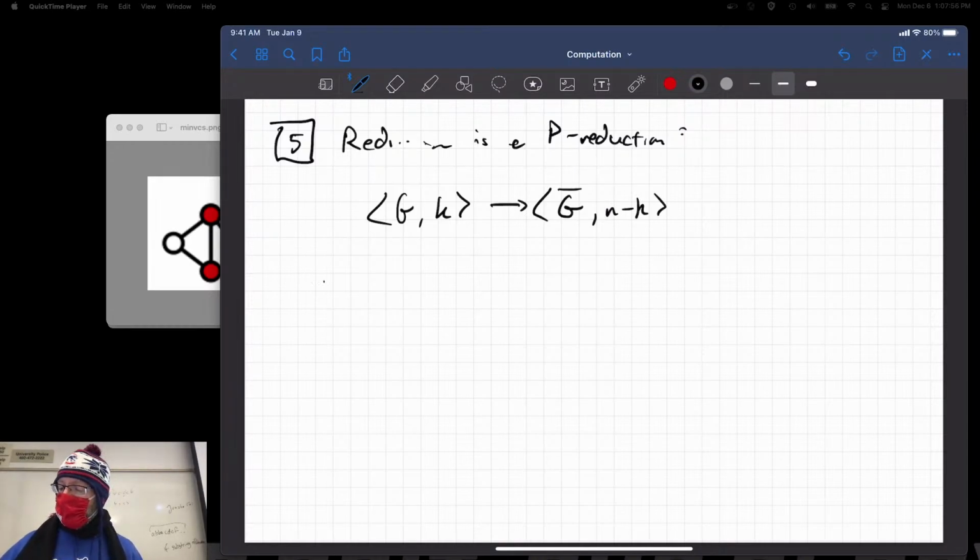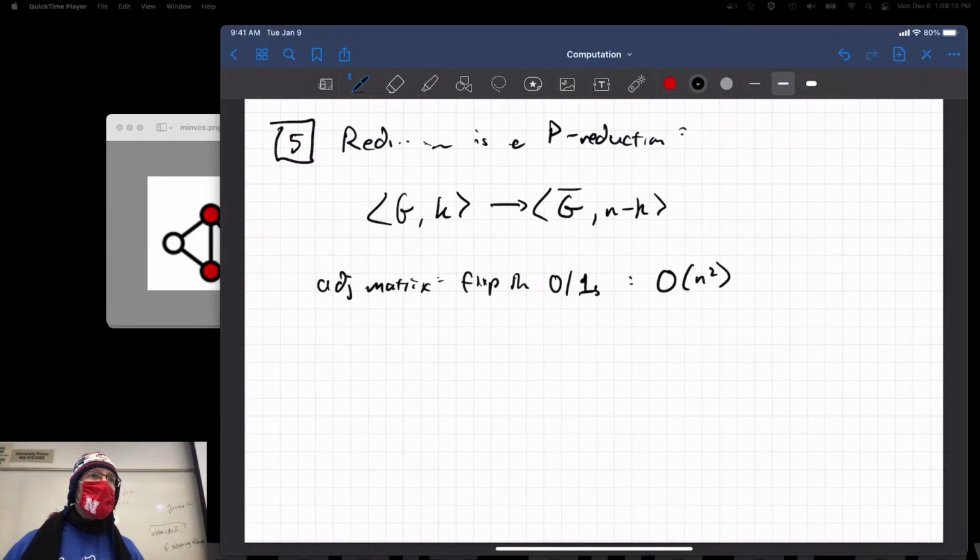Suppose that it is an adjacency matrix. How do you compute the complement graph on that? Flip the zeros and ones, right? This is going to end up being order n squared if it's an n by n matrix. Mapping k to n minus k, that's order 1, right? And you're done. So it's not that big of a deal. Same vertex set, by the way.